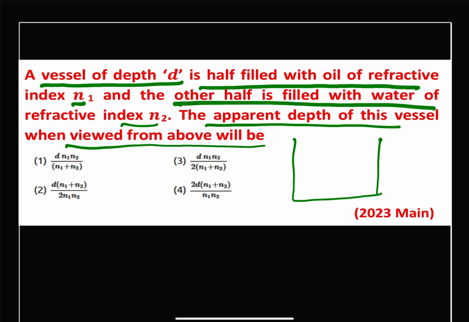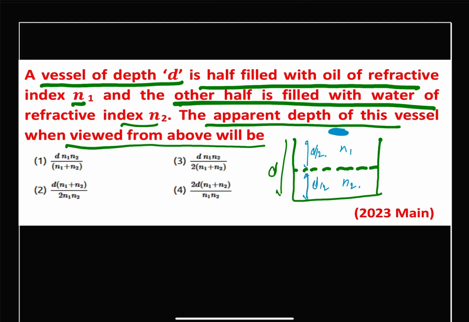And this we have half filled by, okay, so total depth is D, and we have half filled by, this will be D by 2, as well as this will also be D by 2, and oil refractive index is given as N1, so this will be N1 and this will be N2, and the observer is somewhere here. Okay, so there will be apparent depth, we have to find out.